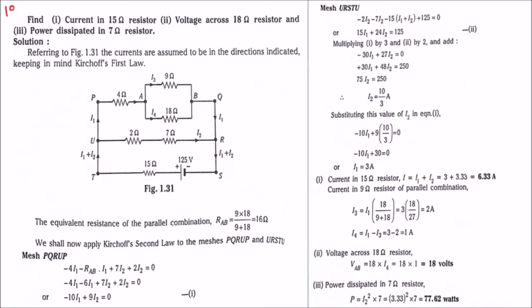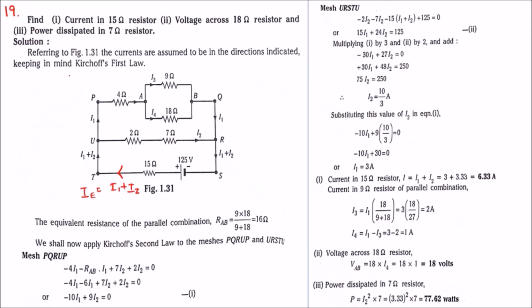Problem number 19. Find the current in the 15 ohm resistor, the voltage across the 18 ohm resistor, and the power dissipated in the 7 ohm resistor. So this is the figure. First we have to find the current across this 15 ohm resistor, that will be I1 plus I2. Let us call this IE.